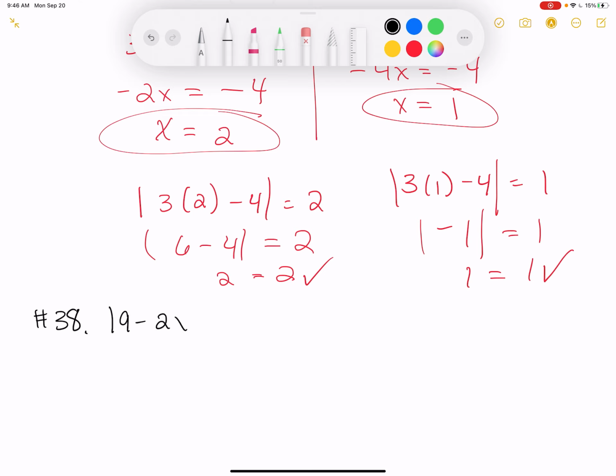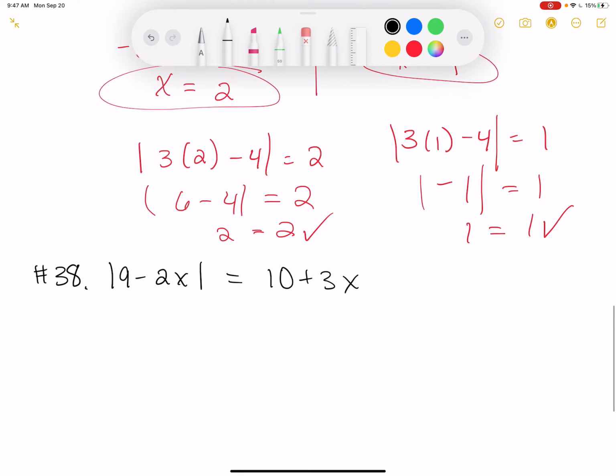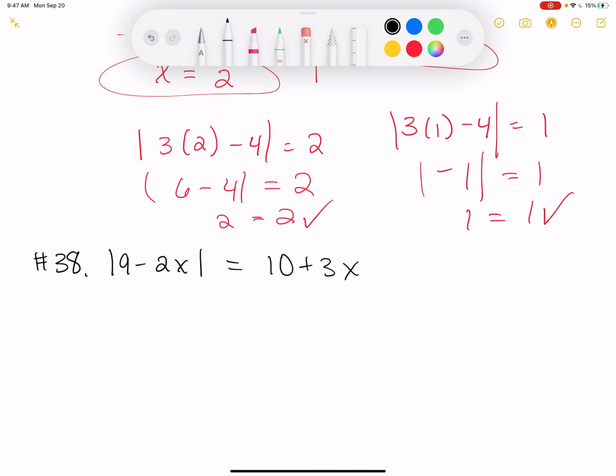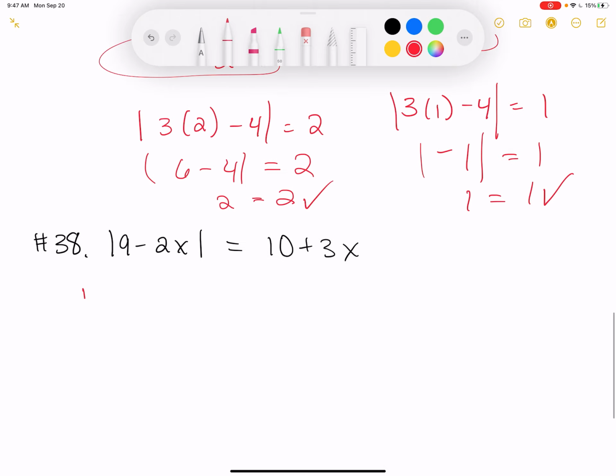9 minus 2x is equal to 10 plus 3x. One thing you have to remember is that one of them is always just being copied straight down. 9 minus 2x is equal to 10 plus 3x.